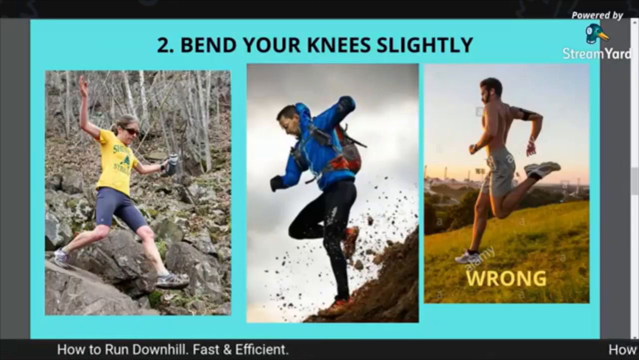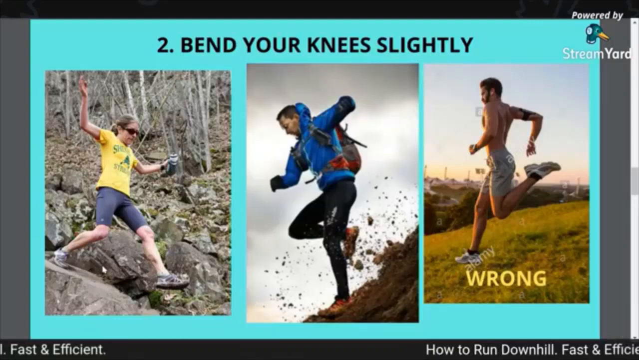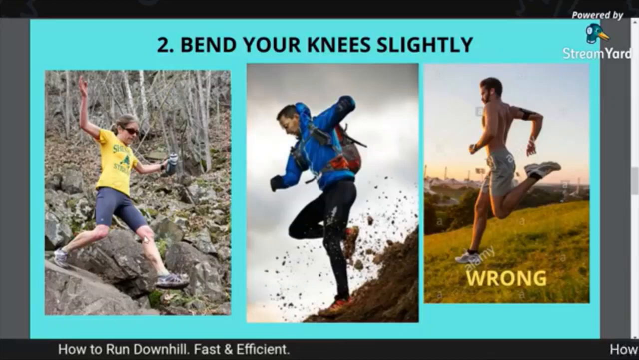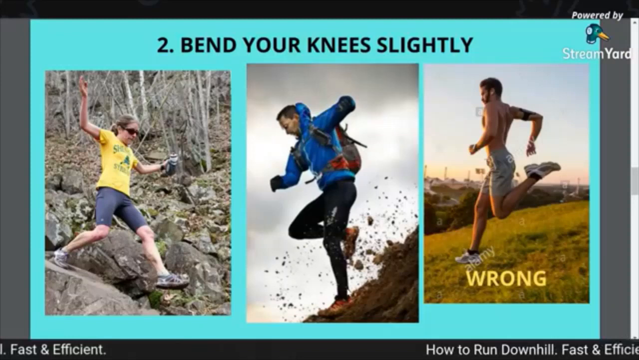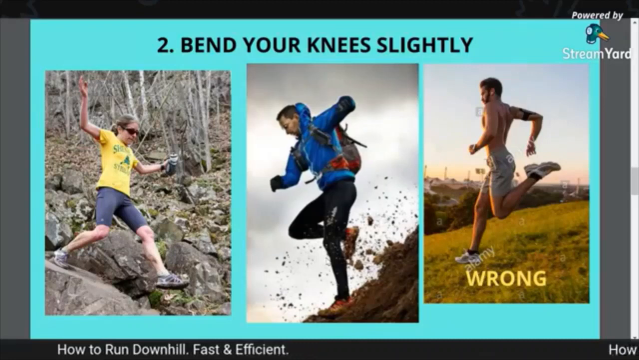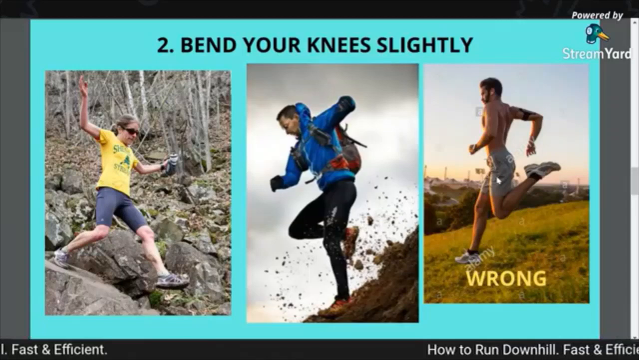Here, the first lady wearing the yellow t-shirt, when she comes down from the rocky section, you see all her knees are nicely bent, they never extend at all. She bends her knees and never jumps off, she just pushes off. And look at this guy with the blue jacket: even when he touches down on the ground, the knee is bent, never extended. The third person without a t-shirt, see, the whole leg is extended, never bent. This is the wrong position. The correct ones are these two. So bend your knees slightly.